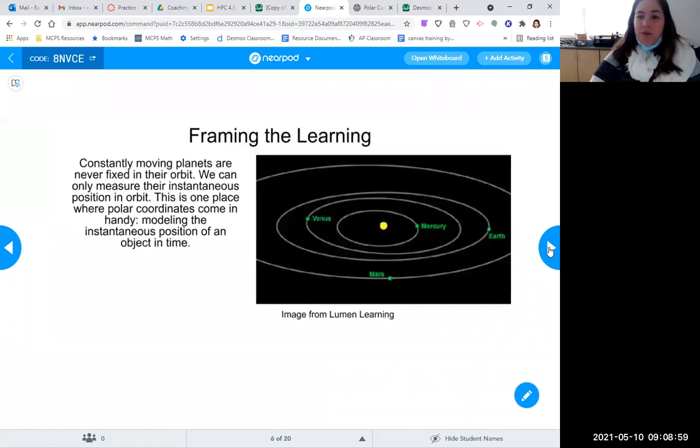All right, so just to frame the learning, why do we learn about polar coordinates and curves? There are a lot of things in life that orbit. Planets are one example. They orbit in an ellipse. There are things that orbit in a circle. There are a lot of things that are constantly moving that have a radius and an angle to them, and it's more useful to think about them as a polar curve than as an XY line, because the polar curve indicates how they're moving and the angle of rotation. It comes in handy to have polar coordinates to measure the instantaneous position of an object in time.